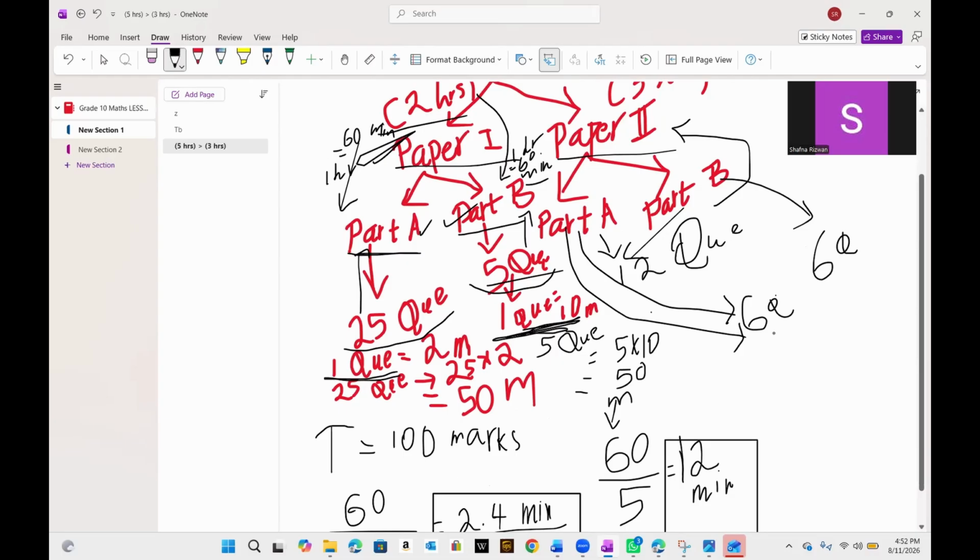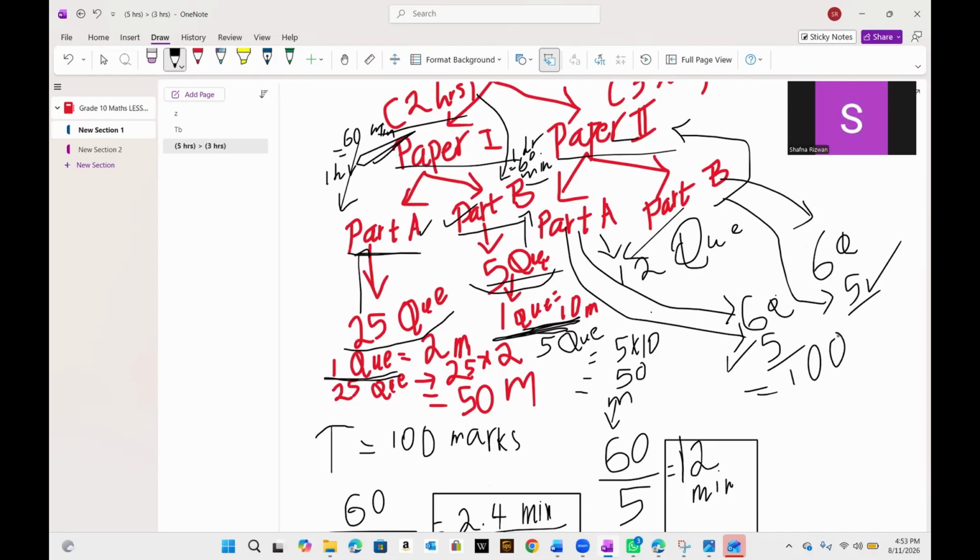You have to select and answer only 5 questions. Only 5 questions you have to answer. And even in part B, you have to only answer how many questions? Only 5 questions. Not more than that. That means totally in your paper 2, how many questions should you finish? Total, you should finish around 10 questions. It's important for you to finish around 10 questions.